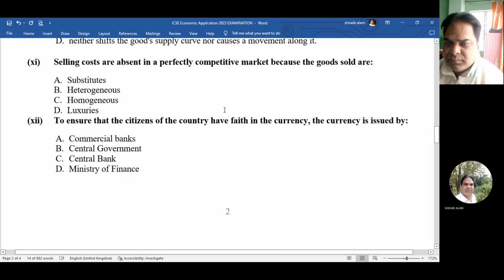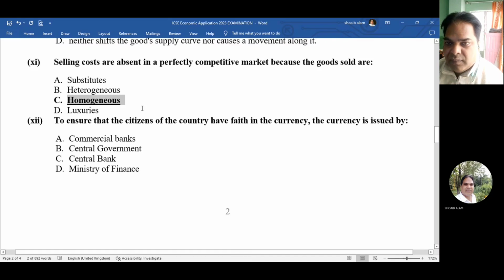Now number 11. Selling costs are absent in a perfectly competitive market because the goods sold are substitutes, heterogeneous, homogeneous, luxurious. So the correct answer for number 11 is C. Okay, C is the correct answer.